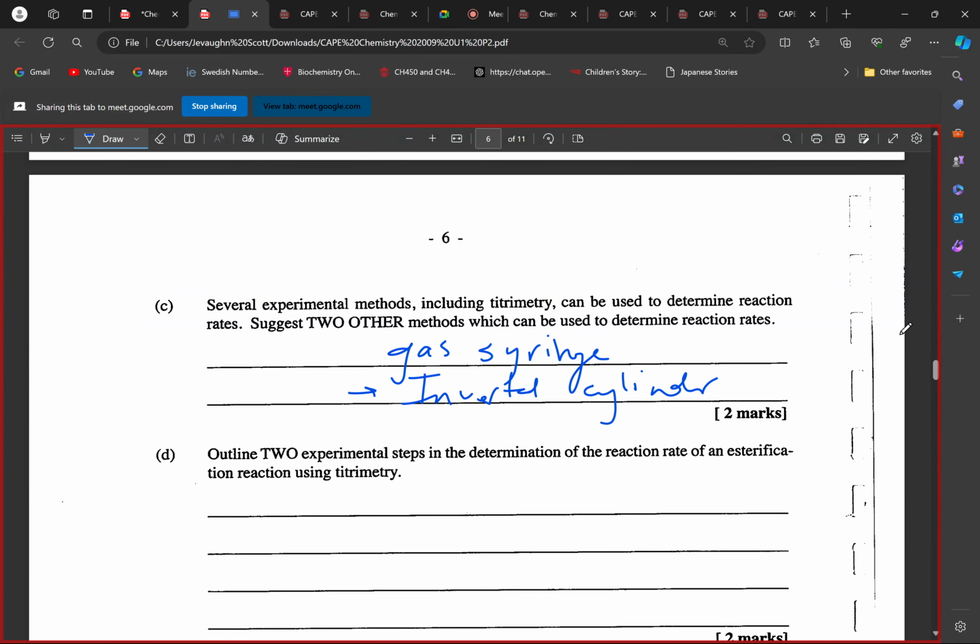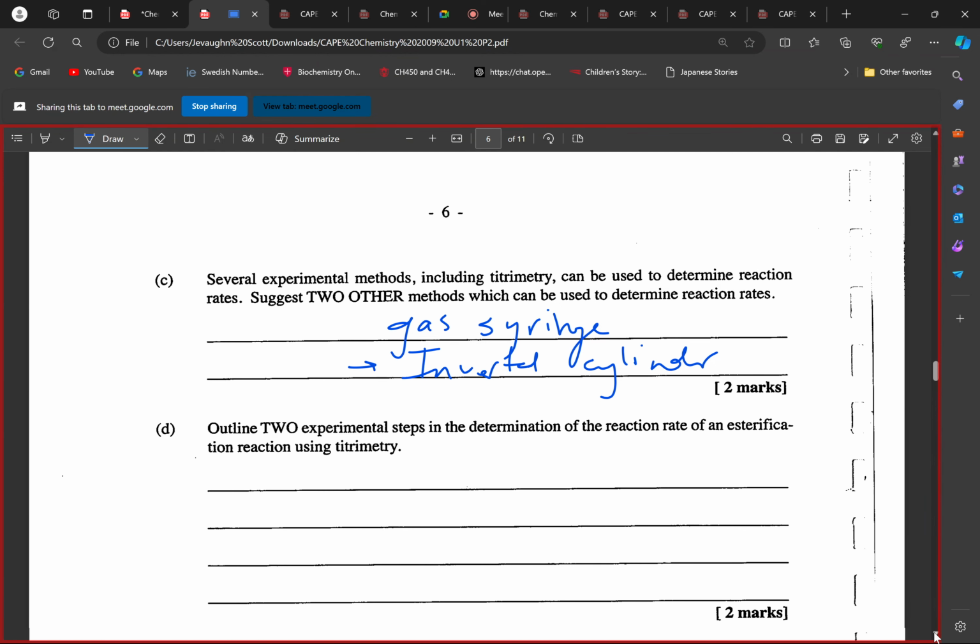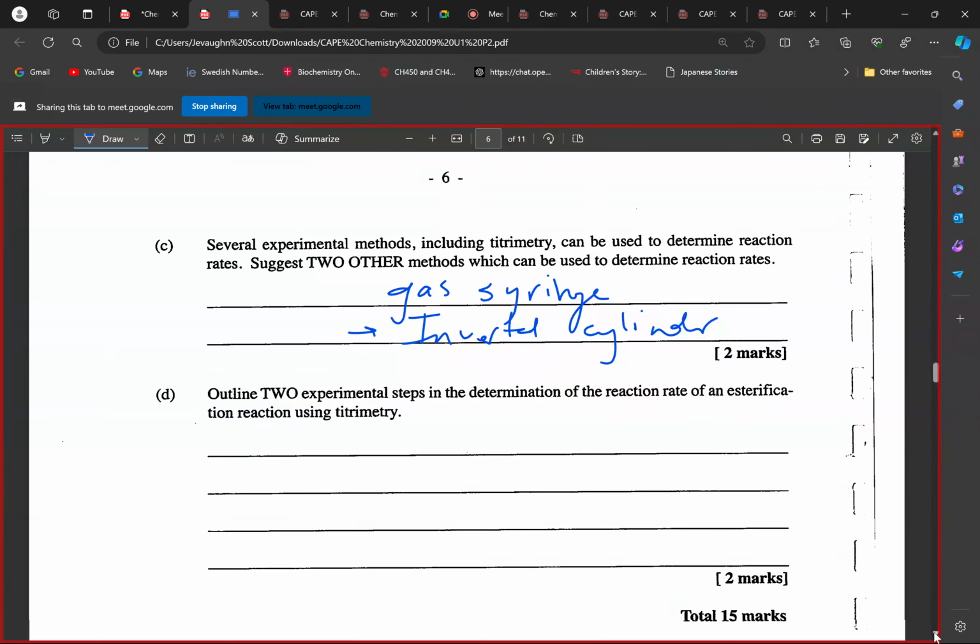All right, to measure the rate of reaction. They didn't say what specific parameters, but those would be two other methods that they're suggesting. So they just ask for two other methods. You don't have to be parameter specific, but two methods they ask for.